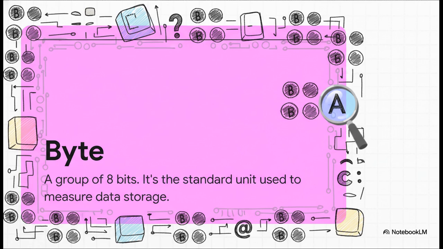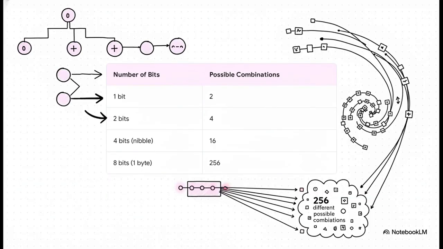The reason it became the standard, a little bit of history here, is that a group of 8 bits gives us just enough different combinations to represent a single character, like a letter of the alphabet or a comma. And this is where things get really powerful. 1 bit gives you 2 options. Add another, 2 bits give you 4. But by the time you group 8 of them together to make a byte, you suddenly have 256 different combinations you can make. The growth is exponential.